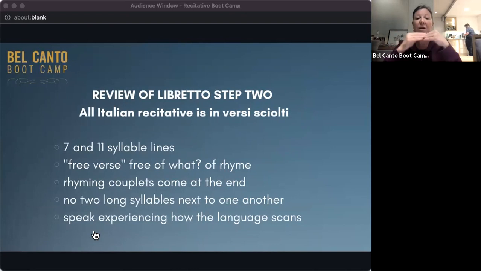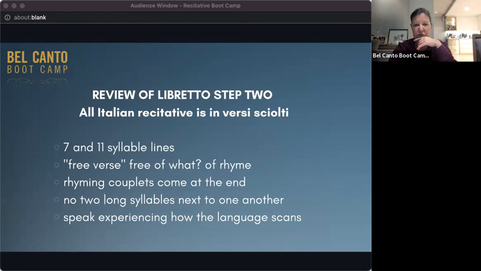So a quick review. All Italian recitative is written in versi sciolti. Somebody tell me in the chat what the arias and ensembles are written in? If it's not versi sciolti, it is versi, and it starts with an L. Versi lirici, that is what the arias and ensembles are in.